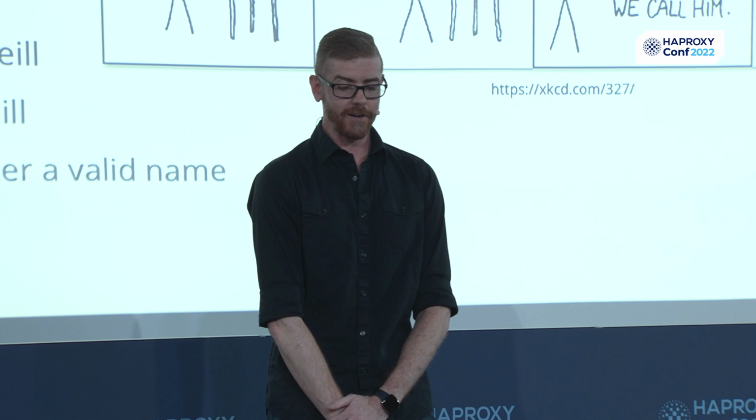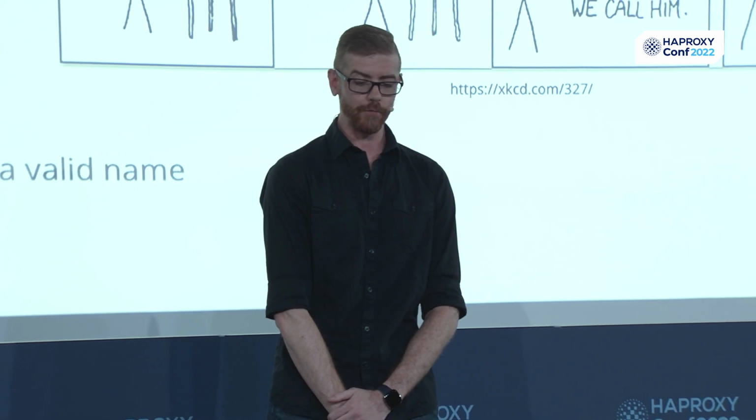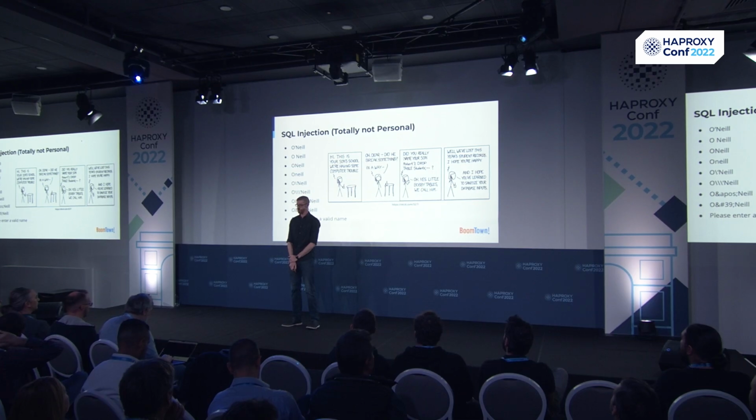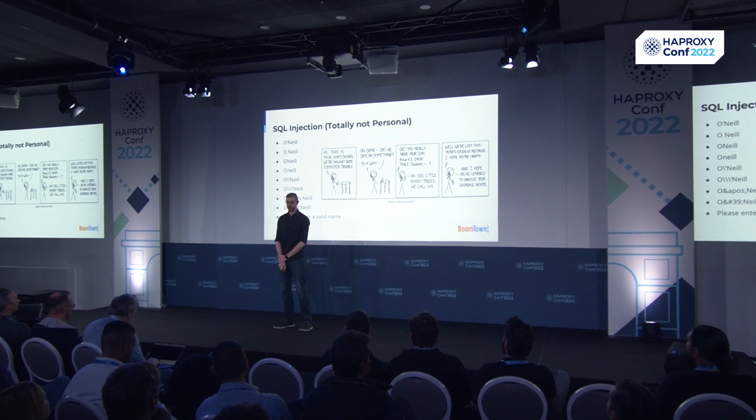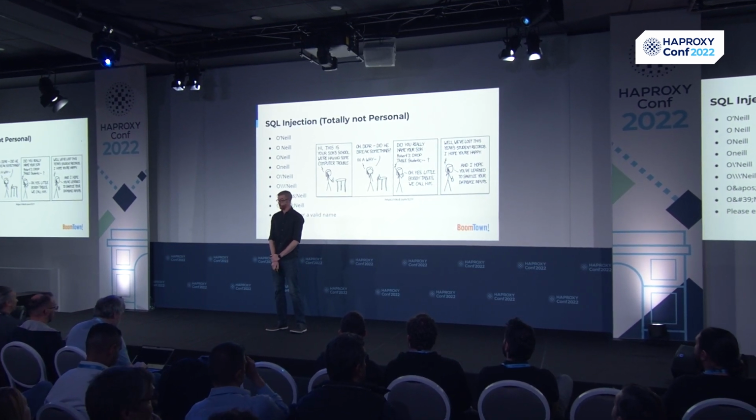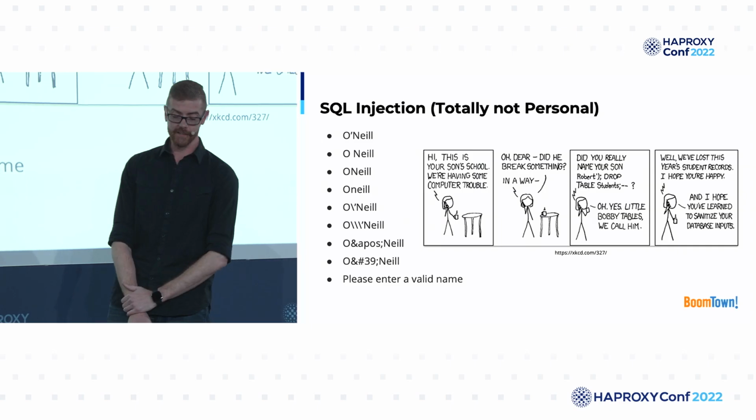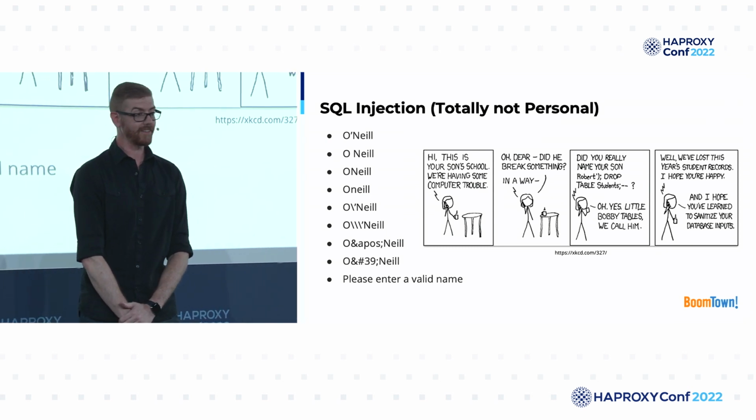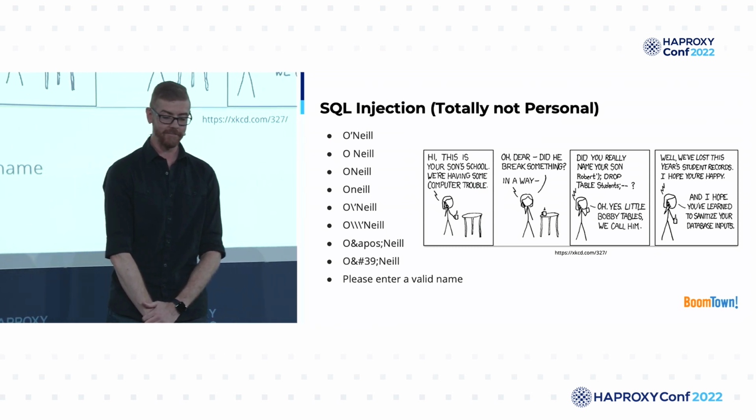It also leads to scenarios where people with names like mine have to complete a form multiple times or get form letters addressed to Mr. O and a host of other annoyances. Fun fact, that ampersand 39 example, that was from Google. So even the big guys get this wrong.